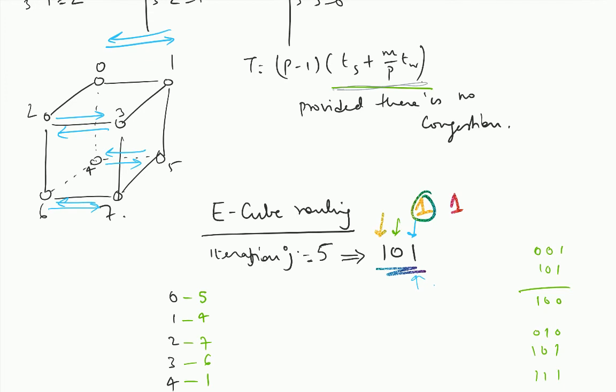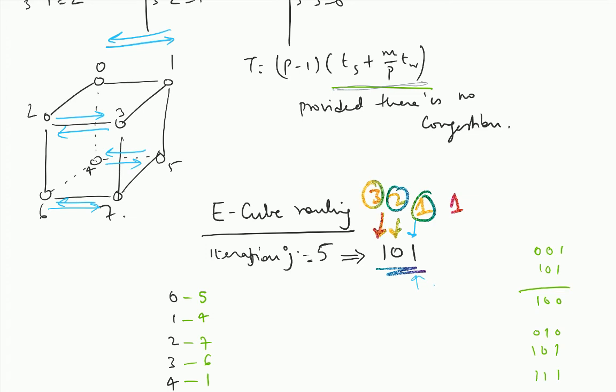Second iteration. Now I'm supposed to communicate along the second dimension if required. Well, here the bit is 0. That means I'm not even supposed to transmit along the second dimension, right? So I don't need to actually do this phase. I can get rid of this iteration. Third iteration. Well, this is a 1. So now I'm going to transmit along the third dimension.